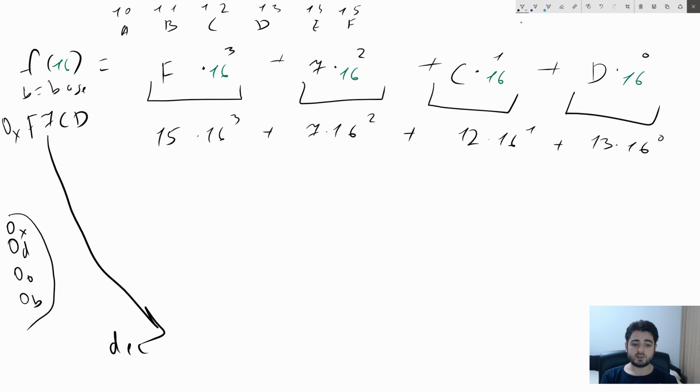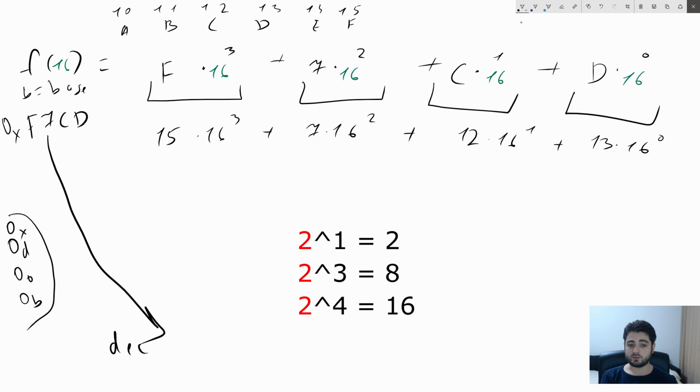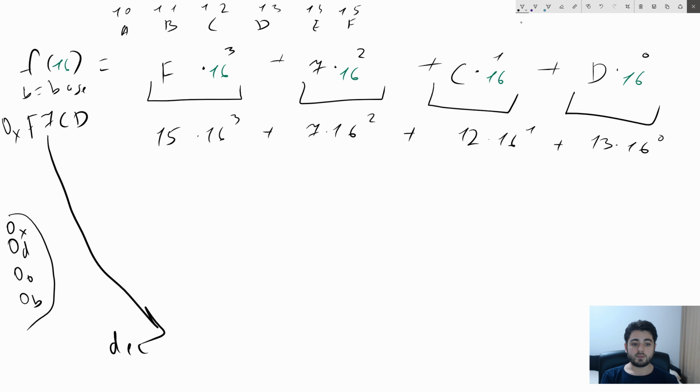Before we continue, notice that the binary system, the octal system and the hexadecimal system can always be rewritten with powers of 2. Because 16 is a power of 2, and 8 is also a power of 2, and 2 obviously is a power of 2. So this can be rewritten, and I'm going to explain in a second why it's useful to rewrite it like this. So 16 is 2 to the power of 4.